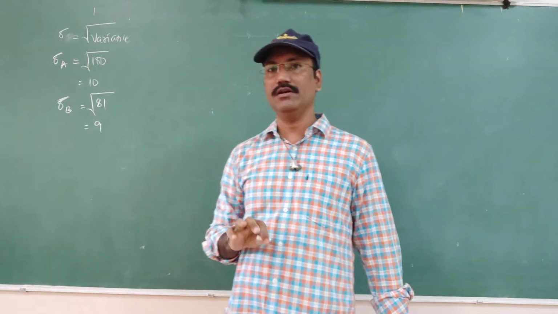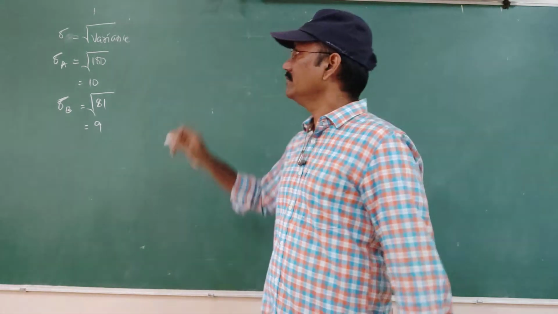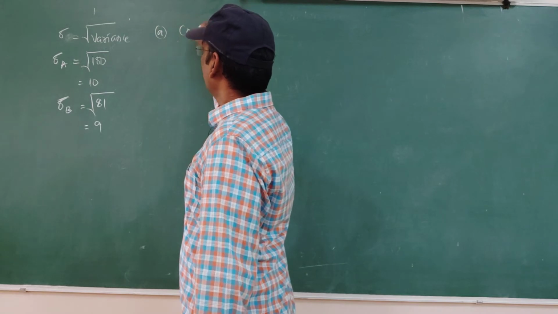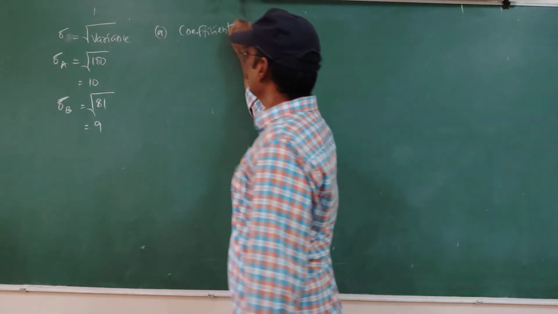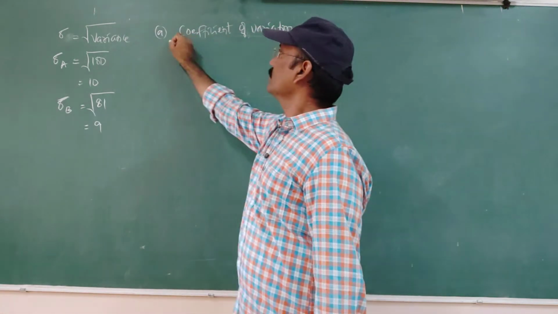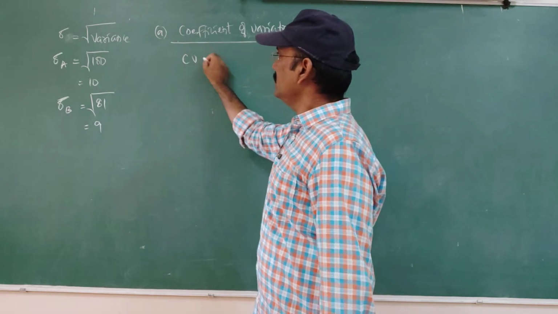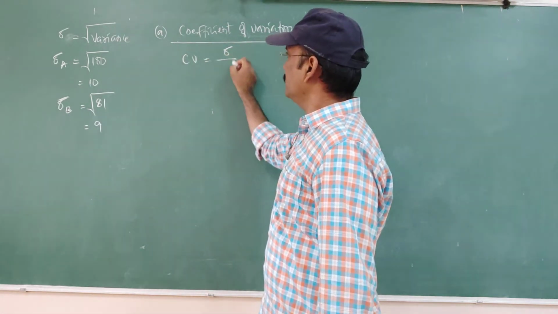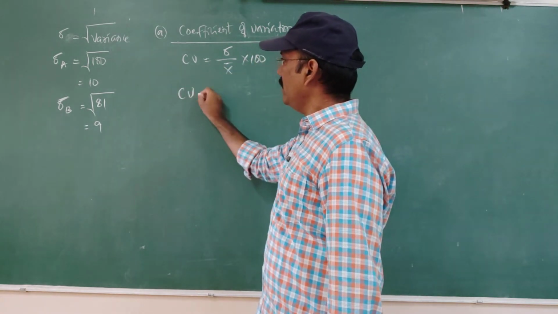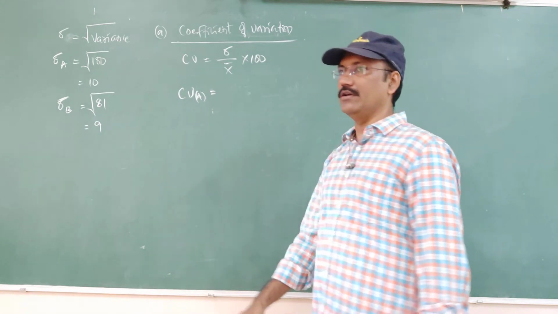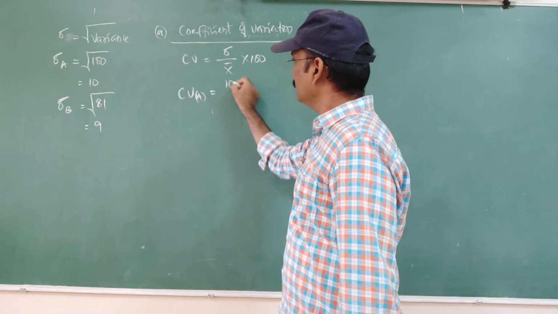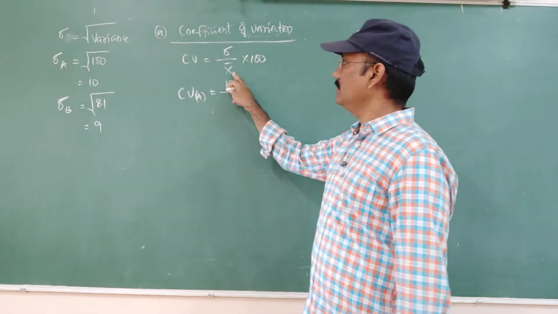Now we need to find the CV. First for village A. Coefficient of variation. What is the formula? CV is equal to standard deviation divided by mean, into 100. First we have to find the CV of A. The standard deviation of A is 10.